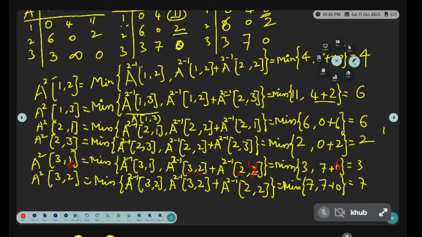A power 2 matrix over. Then in the same way calculate A power 3 matrix also. Why is it A power 3? Because it is via node 3.